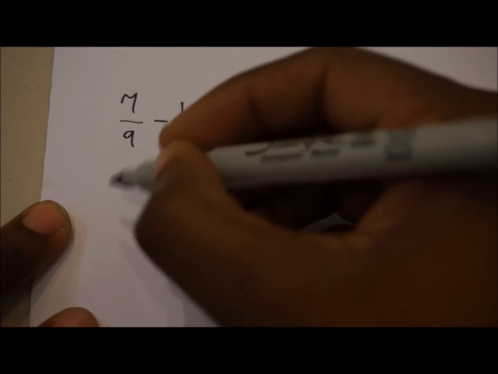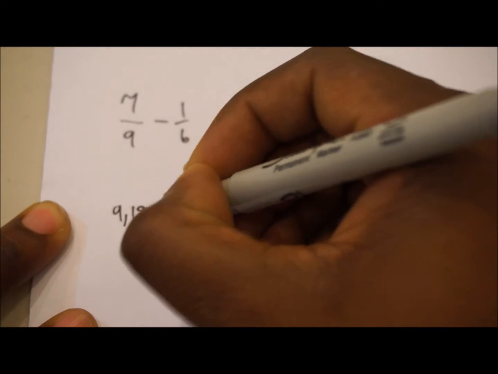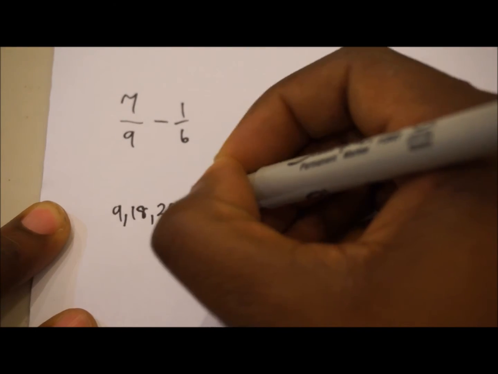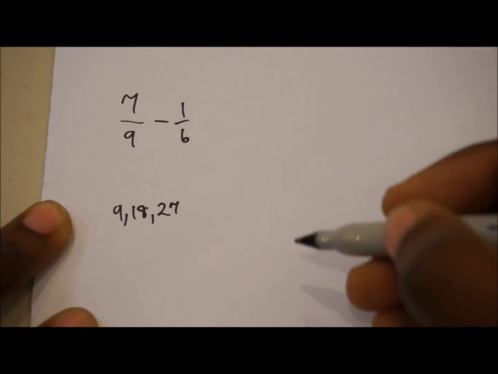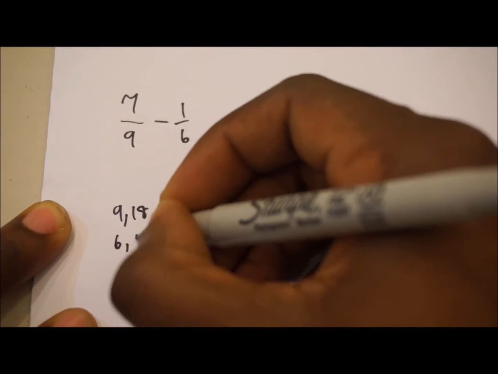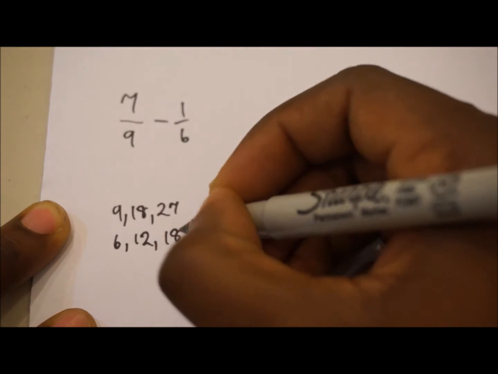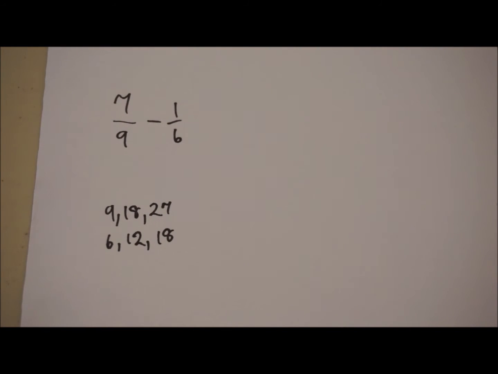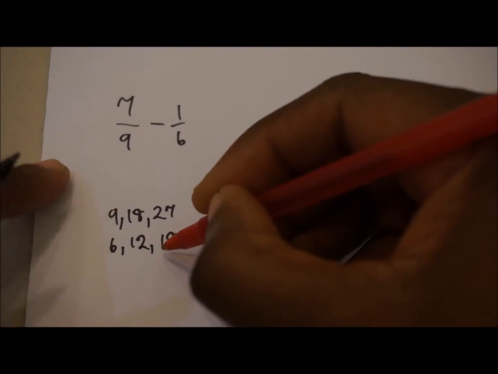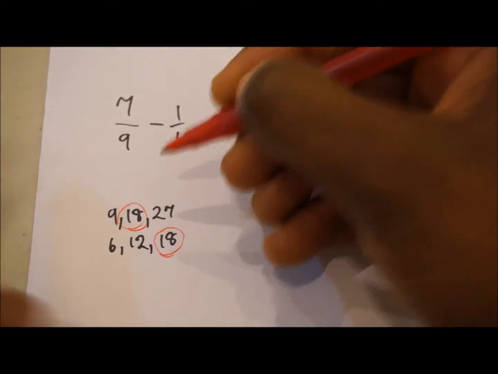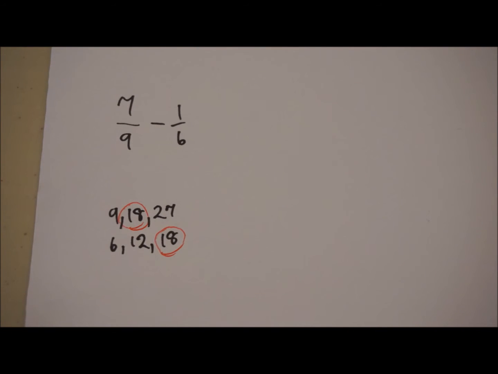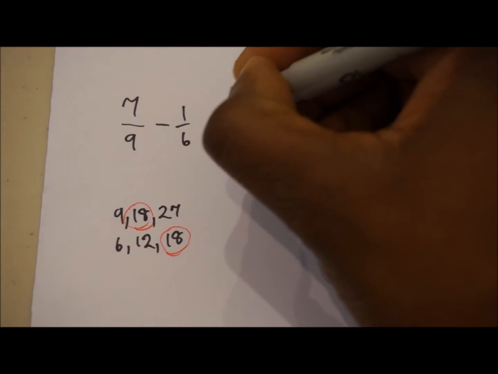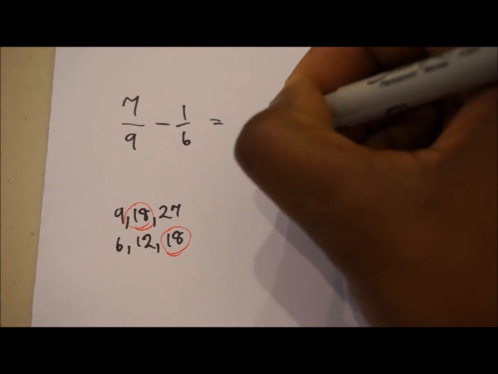So what we do, our 9 timetables: 9, 18, 27, etc. Do the same thing for 6: 6, 12, 18. Voila, here's my number. The first number that is common to both of my lists is the 18. Therefore, my denominator needs to be 18. So remember what we do from here. We're going to make our first fraction something over 18.